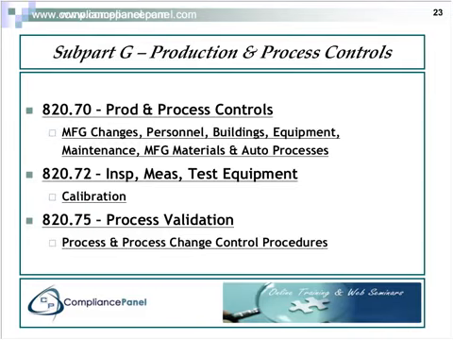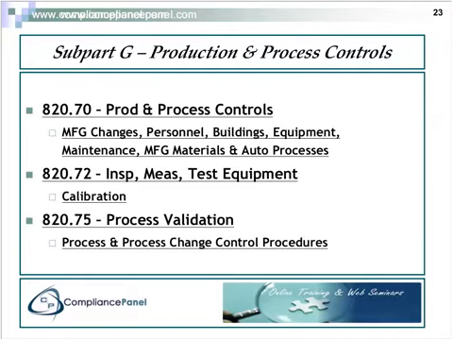Subpart G for production and process controls. Here we talk about manufacturing changes in personnel, buildings, equipment, inspection, measurement, and test equipment. And as engineers and manufacturing personnel perform tasks, you need to ensure that all equipment is calibrated and that a valid calibration sticker is applied to the equipment where necessary, and that any periodic maintenance has been performed.